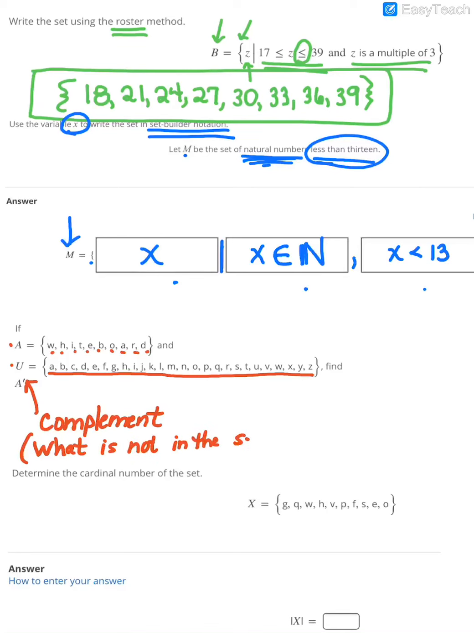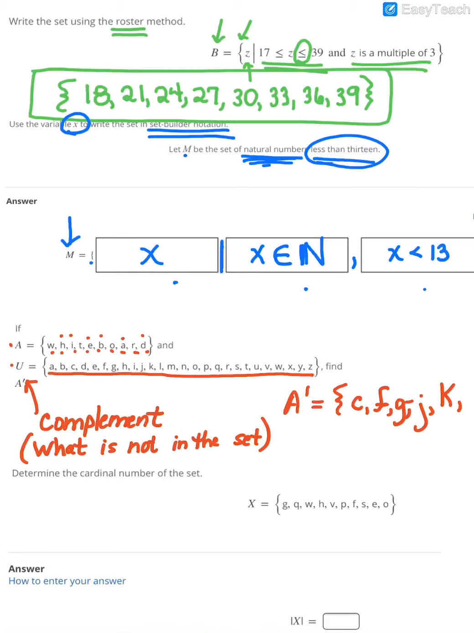So what is missing, what's in your universal set that is not in the original set. And then you're just going to make a list. So I'm just going to start at the beginning. A is in my set, B is in my set. I do not see C, so that would be in the complement. D is there, E is there. I do not see F, I do not see G. H is there, I is there. I do not see J, I do not see K.